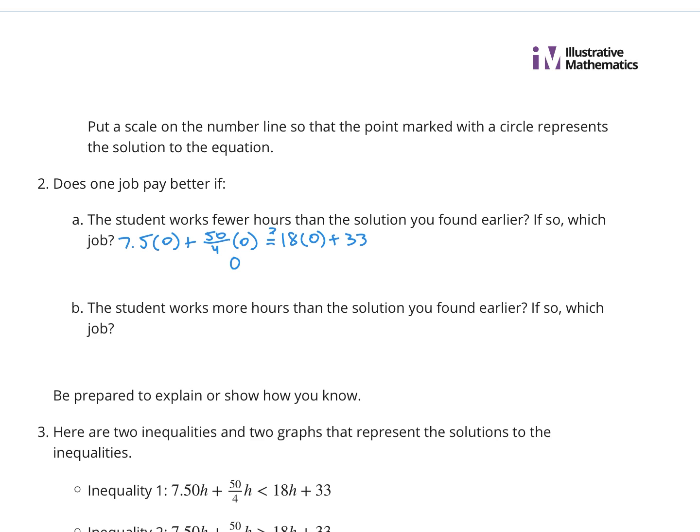So I end up with $0 for the first job, which had the tips, and then the other one is $33, and that's the one with the transportation per month. So obviously, in this case, the job with the hotel pay is going to be the better option because you're always going to get that $33 regardless of the number of hours you work, and that's going to help pay you more than the amount of tips you would make.